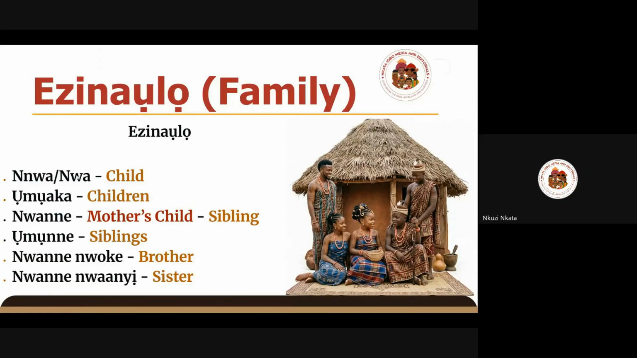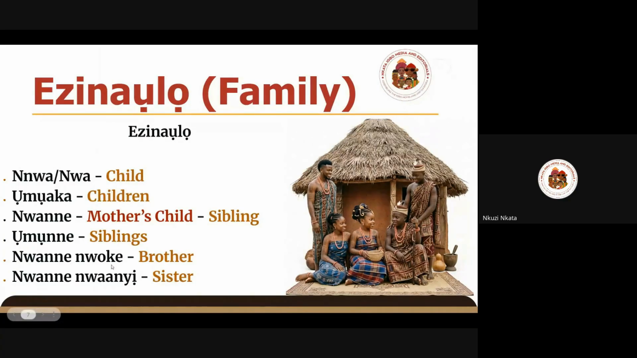So nwa nne, mother's child. Umu nne, mother's children, right? So umunne, siblings. Ndia bu umunnem. These are my siblings. Then for brother, we have nwanne nwoke. So nwanne, like we said, is sibling.